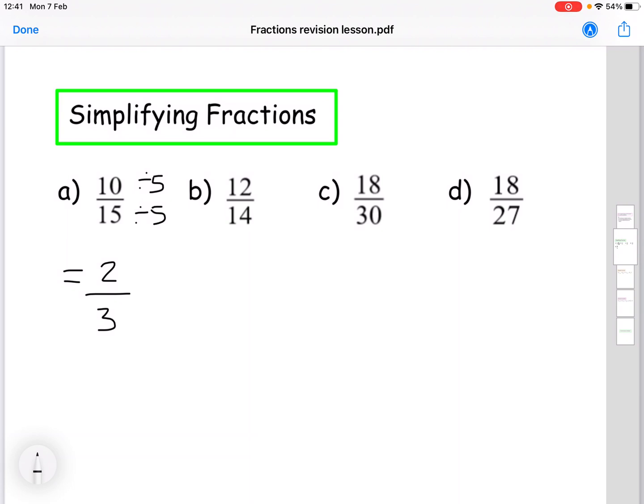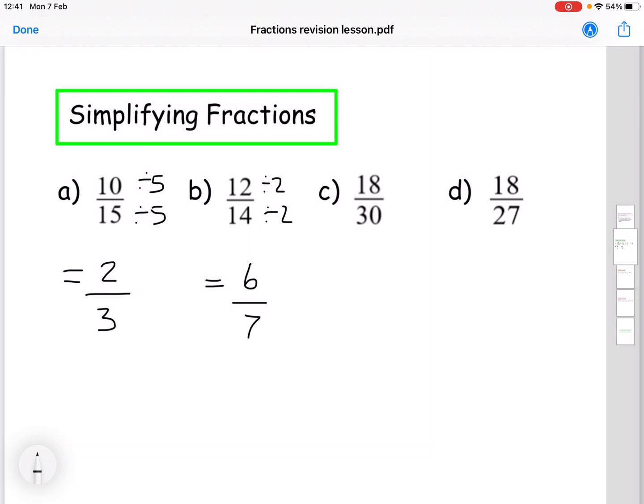The second one, we have 12 over 14, so we want to think, what times table are 12 and 14 both in? What can they both be divided by? These both divide by 2. On the top, 12 divided by 2 gives you 6. On the bottom, 14 divided by 2 gives you 7. Then check quickly, is there anything else I could divide 6 and 7 both by? No, there isn't. So that question is fully simplified.